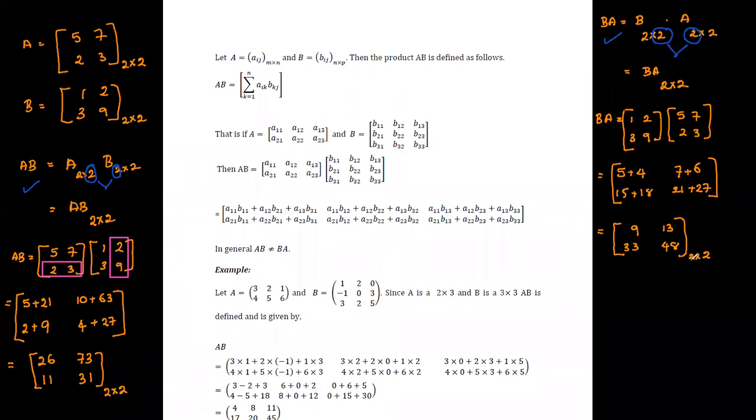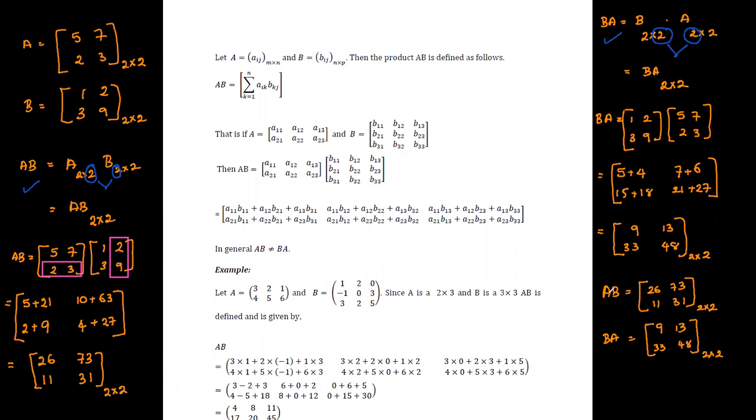Now you can see that if you compare, matrix AB is obtained as 26, 73, 11, and matrix BA is obtained as 9, 13, 33, and 14. This is a 2 by 2 matrix, and BA is also a 2 by 2 matrix.